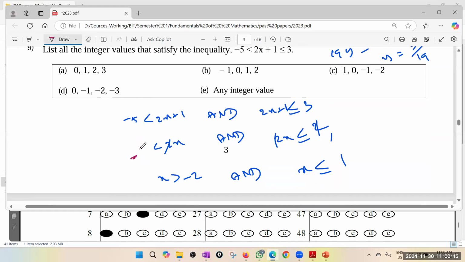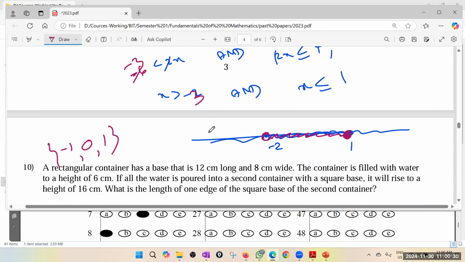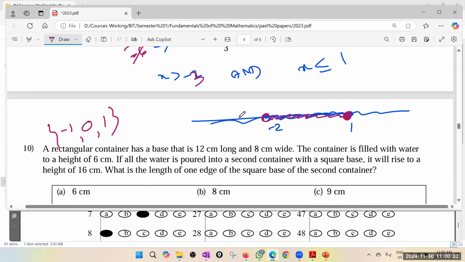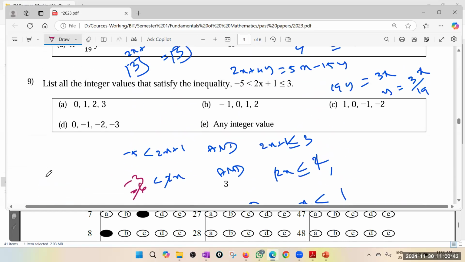Minus 6 less than 2x. That is minus 3. X must be greater than minus 3. Right, minus 3. Therefore, this is my thing. So therefore, minus 2 is also inclusive. Minus 2, minus 1, 0, 1.